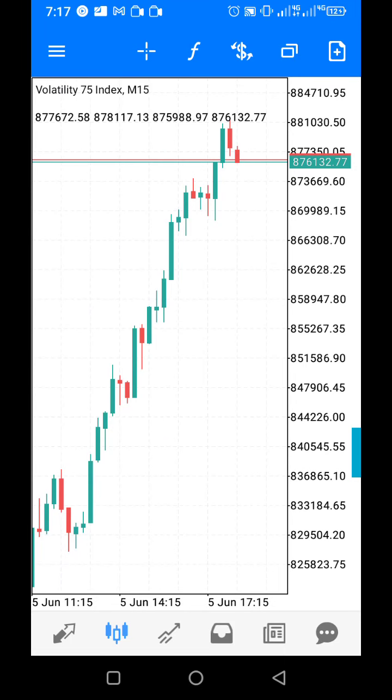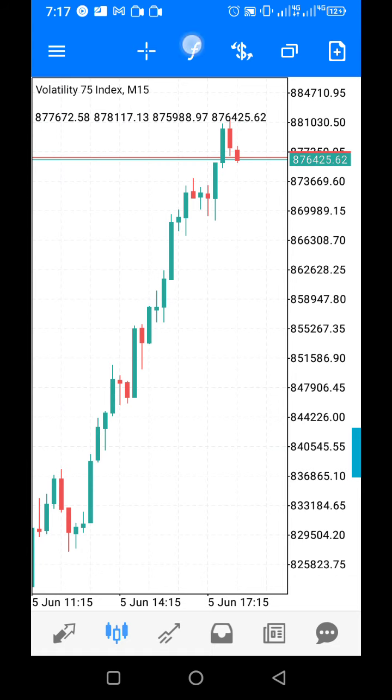Alright, so today I'll be teaching the Volatility 75 Index. I'm on my 15-minute time frame, so we need to add some indicators. Indicators help to identify the position of the markets, where they are going. Not all indicators are 100% accurate, but to an extent, if you use them correctly, you should get maximum profits.